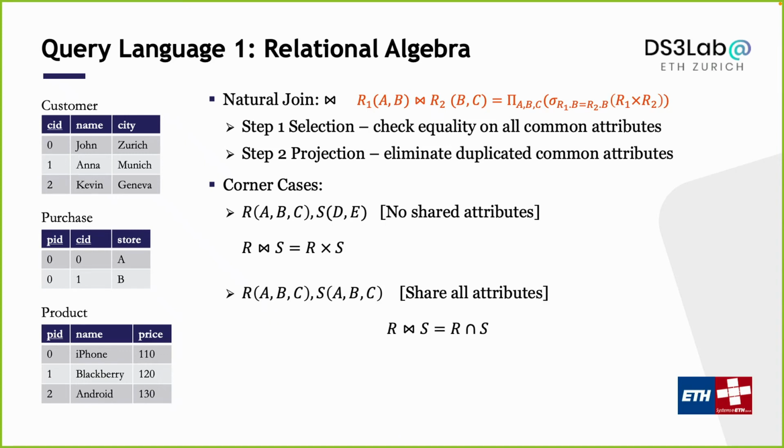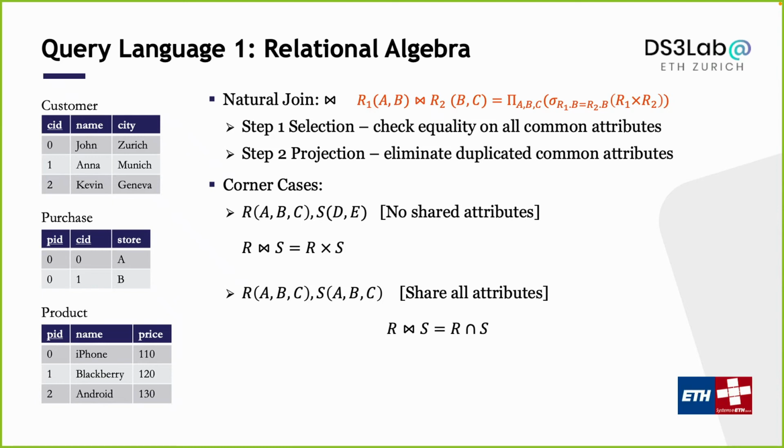Another corner case that's interesting to think about is assuming I have two relations that share the names of all the attributes. I have R with attributes A, B, C, and S with attributes A, B, C. If I do the natural join between these two, what would I get? In this case, again, go back to the definition. The selection operator will try to match all the attributes, because all the attributes are shared.